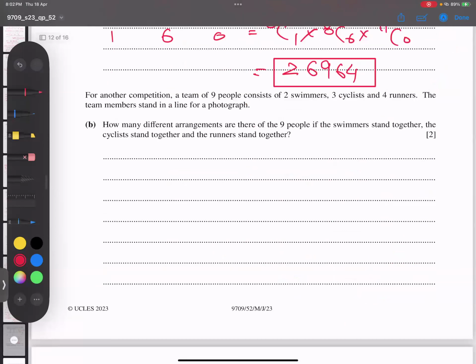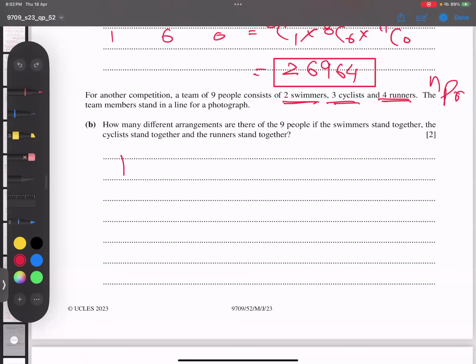For another competition, a team of 9 people consists of 2 swimmers, 3 cyclists, 4 runners. And the team members are standing in a line for a photograph. Whenever arrangement comes, this is called a permutation. I will go for nPr, make sure. So he said different arrangements, and he said swimmers stand together.